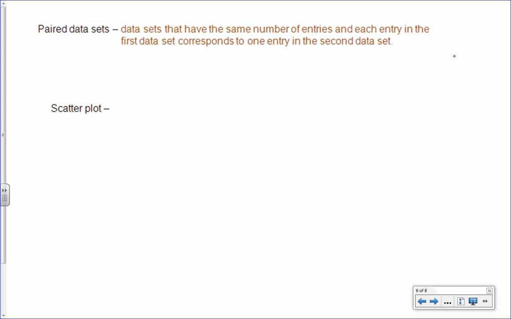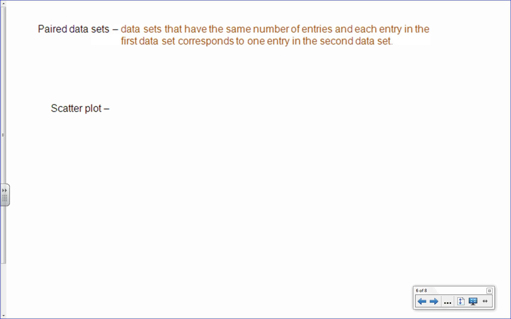All right. Paired data sets. It's still going to be almost all of our data sets. Paired data sets are two data sets, or multiple ones, that have the same number of entries, and each entry in the first one corresponds to one in the second one. Your XY table is one very good example of a paired data set. If I gave you a function and said make an XY table, there's a paired data set right there. You got an X that resulted in a Y. They paired up, right?